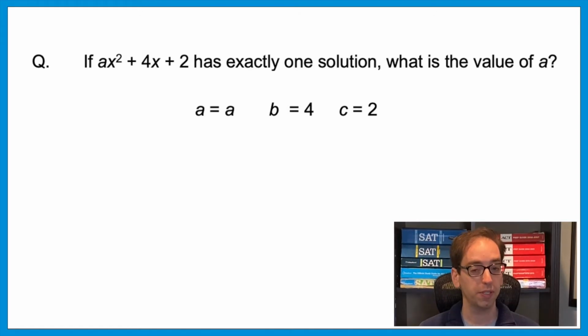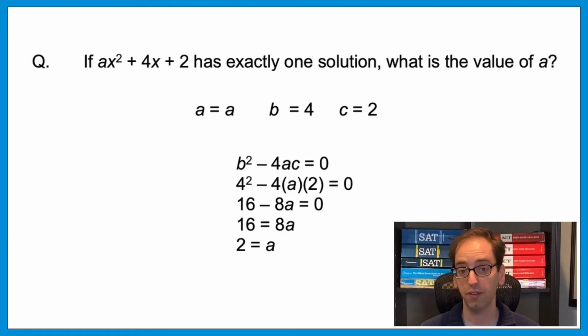And now let's remember what we said a moment ago. They tell us that the parabola has one solution. That means that the discriminant equals 0. So we could take b squared minus 4ac and set it equal to 0. And from there, just plug in the values for a, b, and c. Plugging in those numbers would give us 4 squared minus 4 times a times 2 equals 0. From there, solving, 16 minus 8a equals 0, 16 equals 8a, so a would equal 2. So, if they tell you that a parabola has one solution, it's just a complicated way of saying to set the discriminant equal to 0.